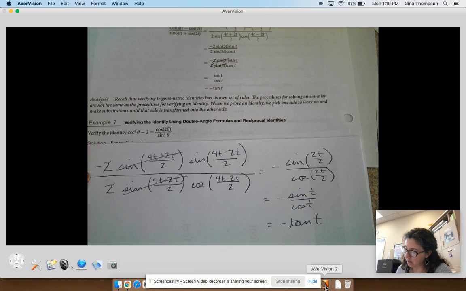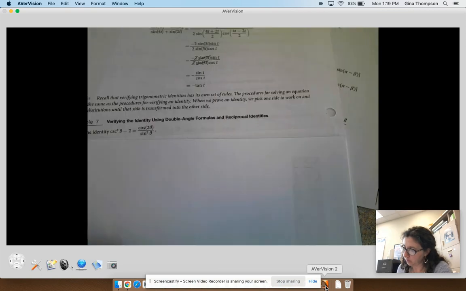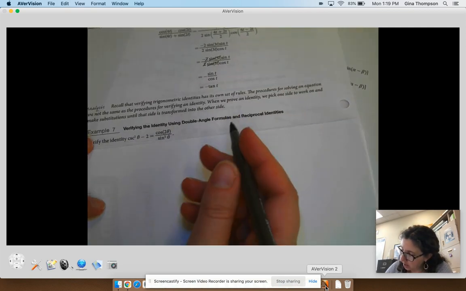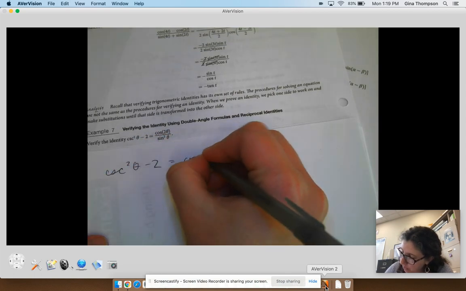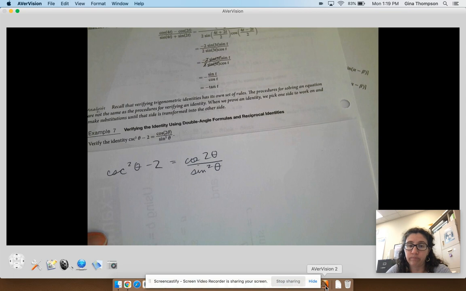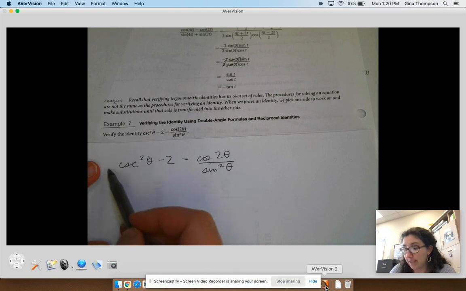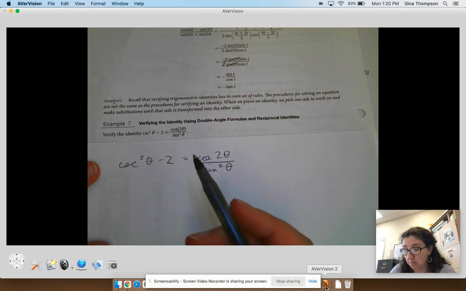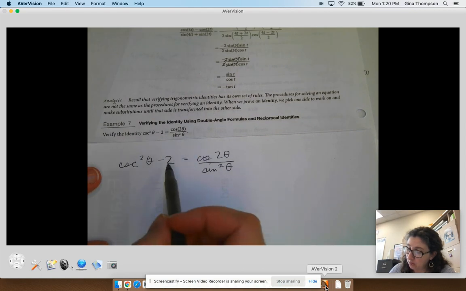Let's verify this identity: cosecant squared of theta minus 2 equals cosine of 2 theta over sine squared theta. I'll be totally honest, I didn't look at the answer. I'm not really sure how to do this. I can see a bunch of different ways that we could go about this. We could write this as 1 over sine squared, and maybe we should do that.